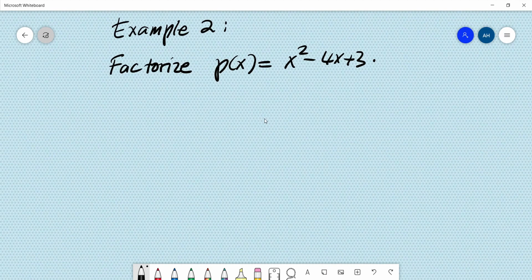Now let's proceed to example number 2. We are asked to factorize this polynomial, that is P(x) equal to x squared minus 4x plus 3. Maybe some people will just say, why not we just use our calculator to solve it, because it's much easier, much faster to do it by using a calculator.